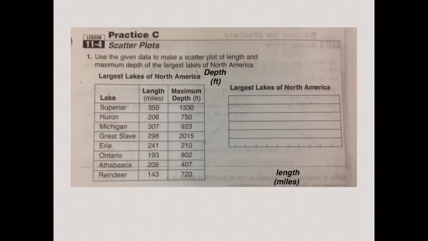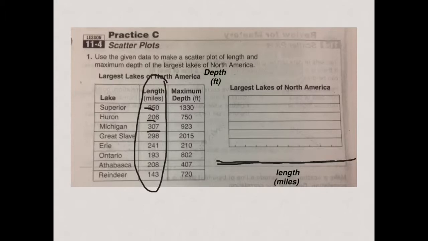Okay, class. So right here we're going to make a scatter plot again. Now, you want to start by taking this first set of information, whatever it is, and you're going to put that going along this side. Because when we graph, we're going to go along this way till we get to whatever number we're working on. And then we're going to go up to whatever number is next. Kind of like an x and a y.